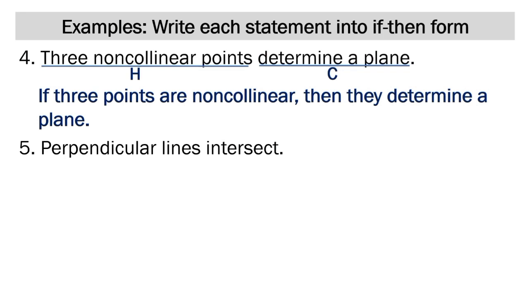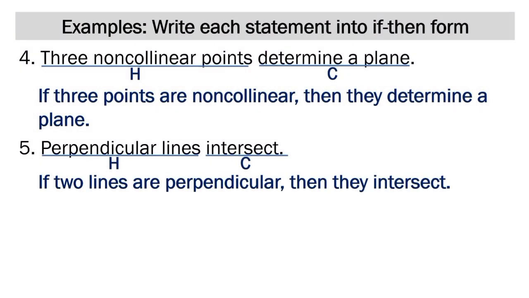The hypothesis is perpendicular lines. The conclusion is intersect. Writing it to if and then form, it will become, if two lines are perpendicular, then they intersect. This is how to write a conditional statement in the form if and then.